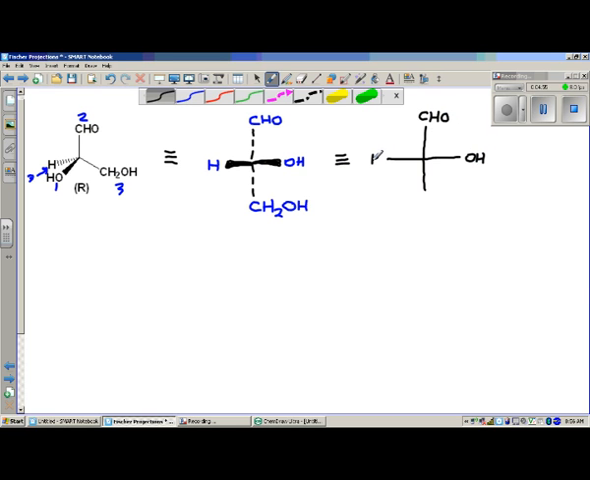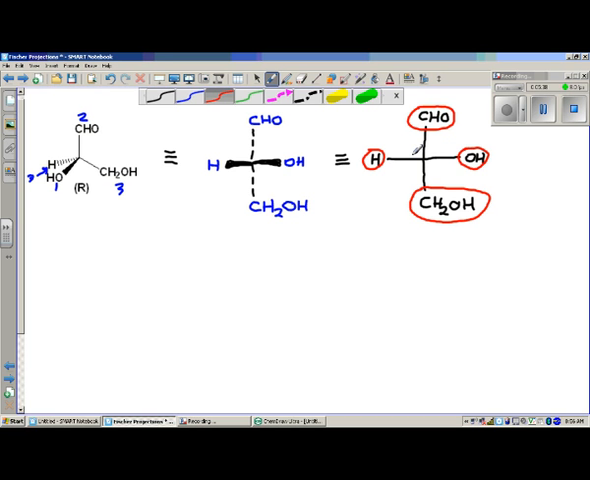And what we get is a Fischer projection. And that is exactly what a Fischer projection is. So the important thing is being able to go through this intermediate step. The other thing that's really important to understand is that the groups pointing on the cross, at the top and the bottom, are the groups that are going into the page, on the dashes. The groups that are left and right are really on wedges, pointing out towards you. That's an important thing. The Fischer projection doesn't show it, but it implies it.